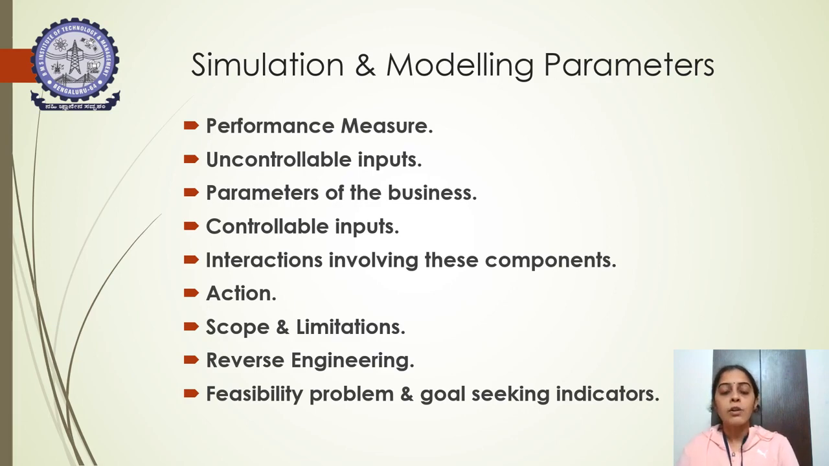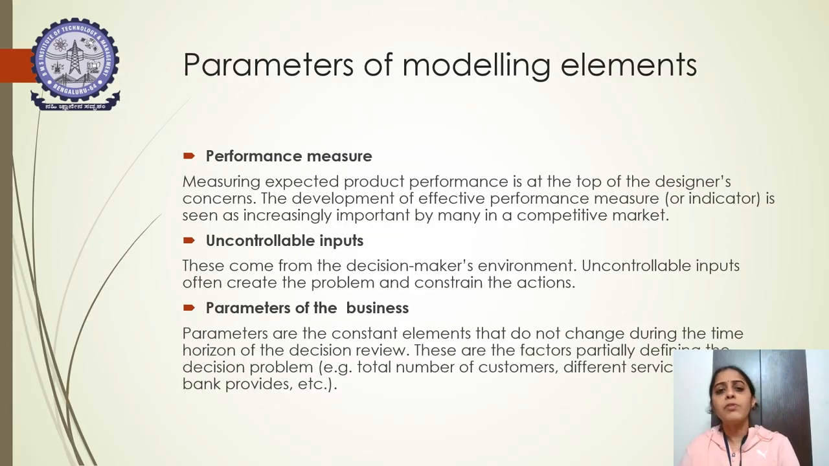So when we add simulation, some extra parameters come in. Let us see. The performance measurement provides you the value for the variable Z, which gives the measurement of performance for the particular product which has to be manufactured. In any product you manufacture, you will have controllable inputs as well as uncontrollable inputs. So this helps in identifying the uncontrollable inputs and how to overcome the problems associated with them, and then the parameters associated with the business.